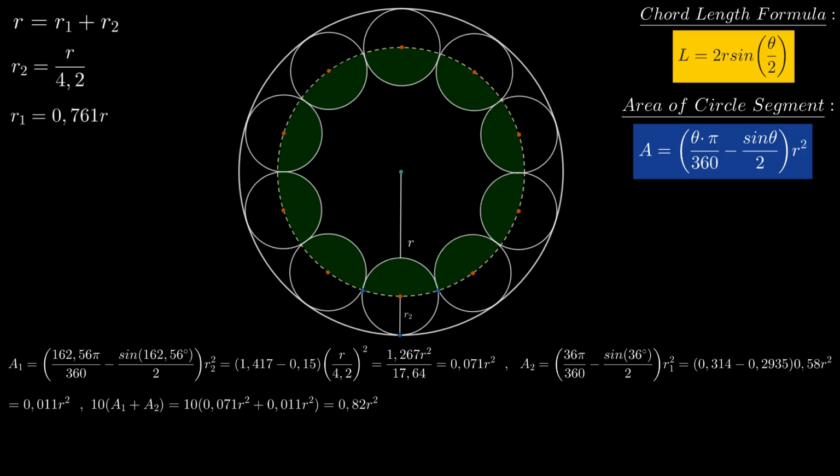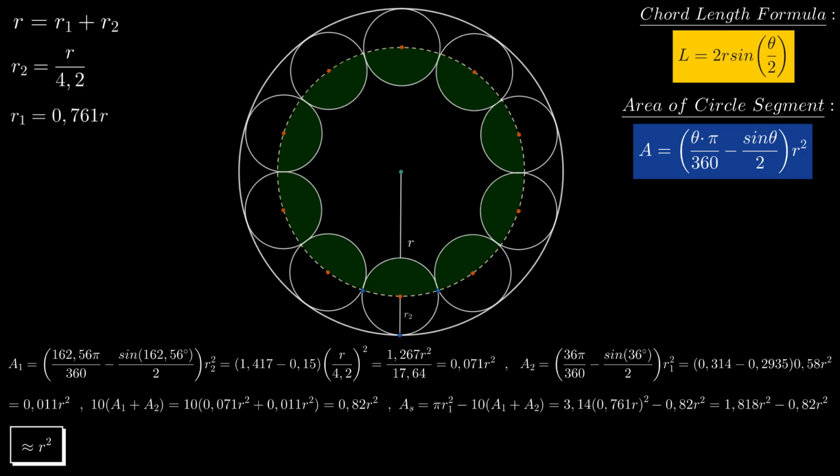Now we're prepared to find the shaded area that the problem is asking for, which is A of S equals the total area of this circle here, this medium circle, which is pi times r1 squared, minus 10 times A1 plus A2, which is 3.14 times 0.761 r squared minus 0.82 times r squared, which is 1.818 times r squared minus 0.82 times r squared, which is approximately r squared.